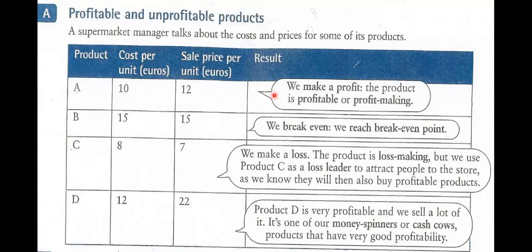What happened in this next product, Ivana? Product B, it says cost 15 and sale price is 15. What happened? We break even, we reach break-even point. Exactly. So no profit, no unprofit. So they break even or reach the break-even point. How do you say, and here I'm going to ask you something in Spanish, how do you say break-even point?